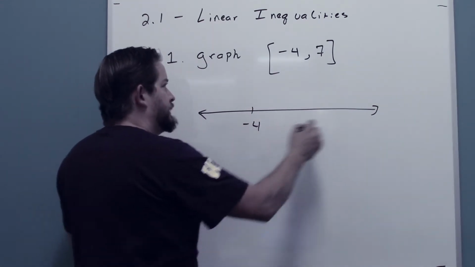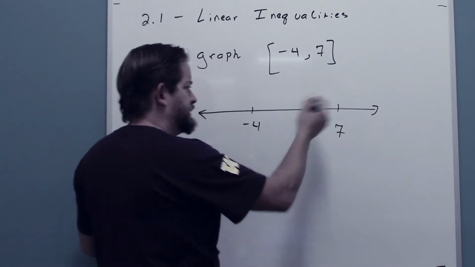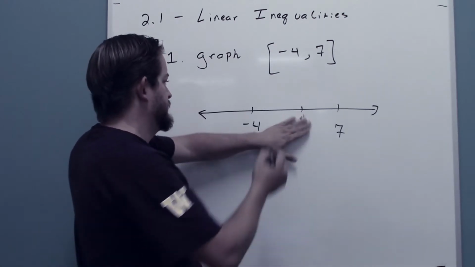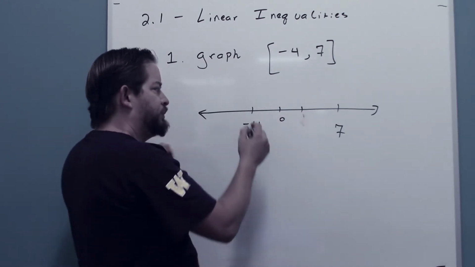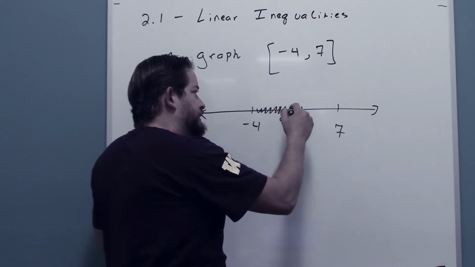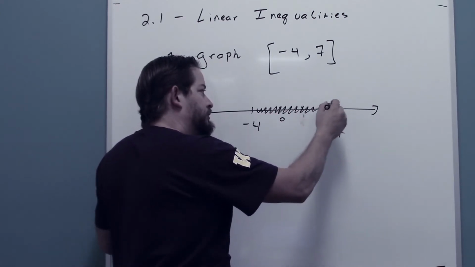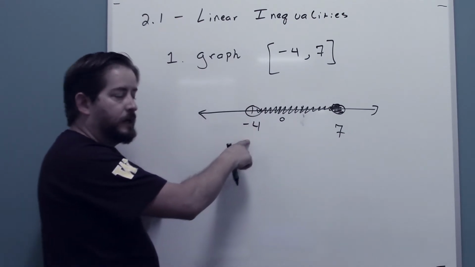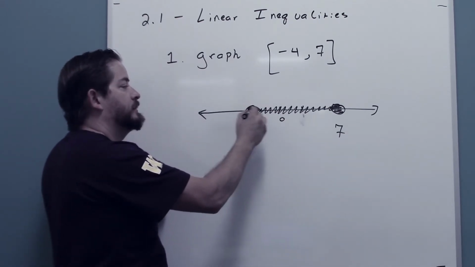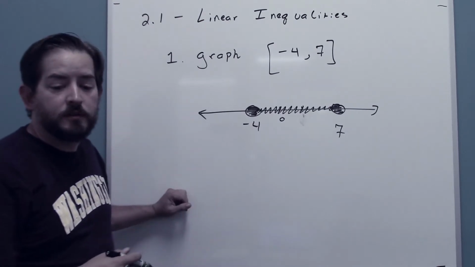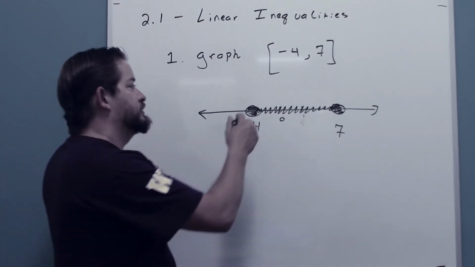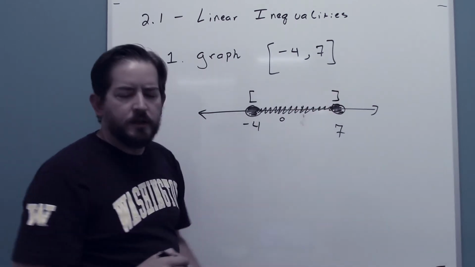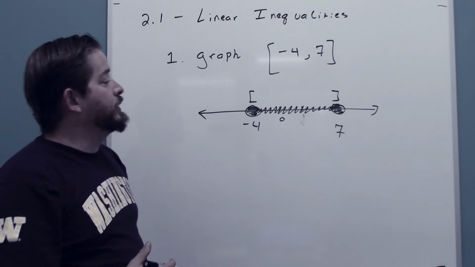-4 to +7, right? Zero's in there somewhere, doesn't matter. It's probably closer this way, but it doesn't matter, right? It's probably here. But we're talking about all of these numbers in between here, and we're including -4 and we're including 7, so I fill them in with a circle. Right? Some books, instead of circles, have just a bracket and then the numbers between the two. But either way, it doesn't matter. But this is how you would graph that.